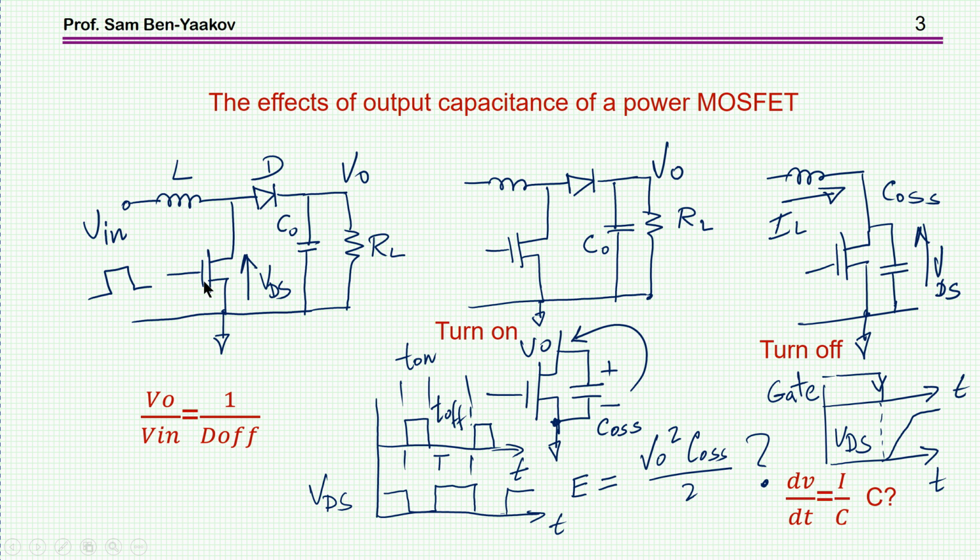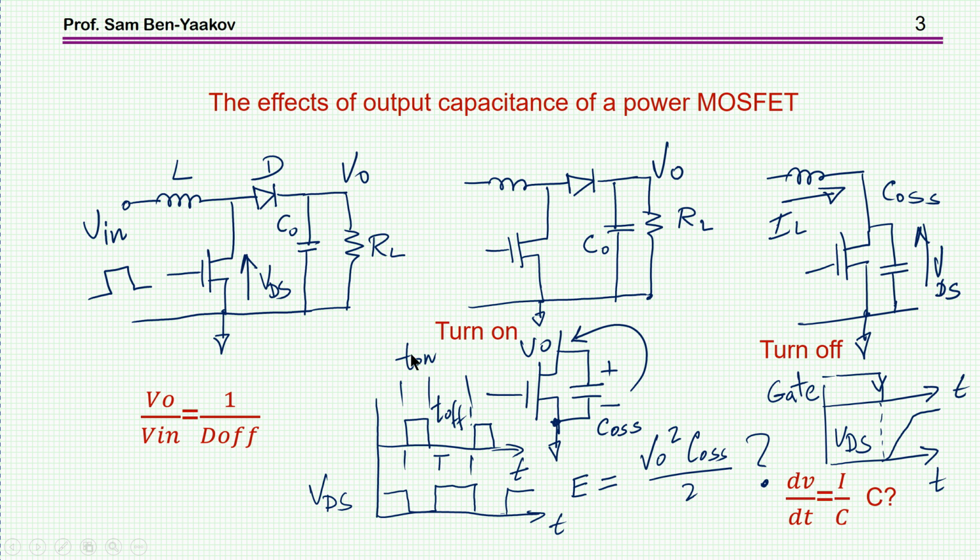So by turning this transistor on and off at a given duty cycle, defined as the ratio between the T on and the total time of the pulses, or the off time and the total time, by changing this duty cycle, you can control the output voltage. For the boost converter, it's not important, but let me just point out, V out to V in is 1 over D off.